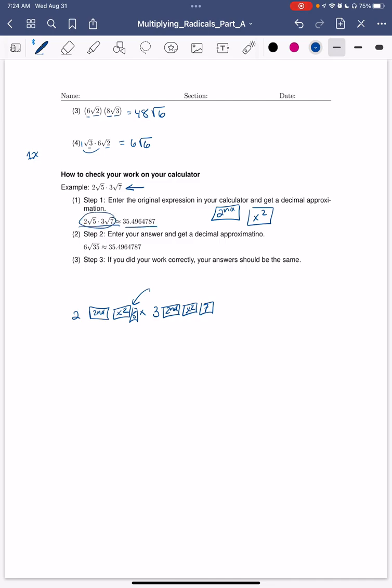So that was our original problem. Now the answer we got was 6 radical 35. So on another line on your calculator, put that in. 6 second, x squared, 35. Or I guess 3 and then 5, right? And enter. You'll get the same decimal. So that tells me because those both gave me the same decimal, I must have done my work correctly. If I'd gotten a different decimal, then something would have gone wrong.